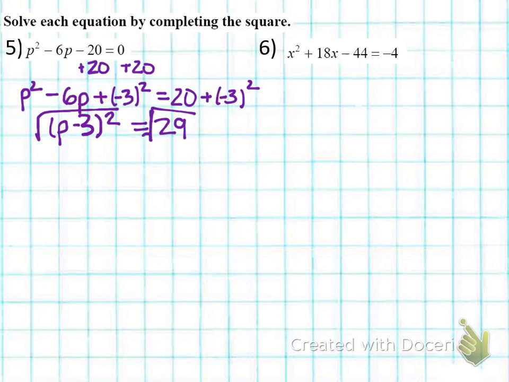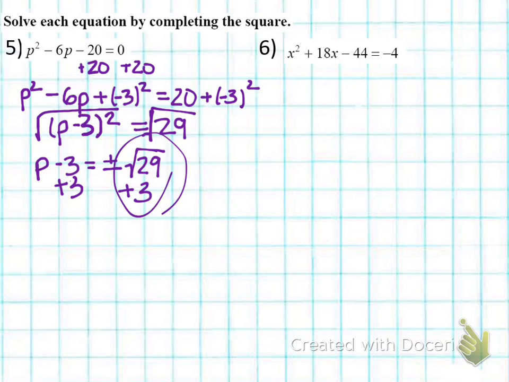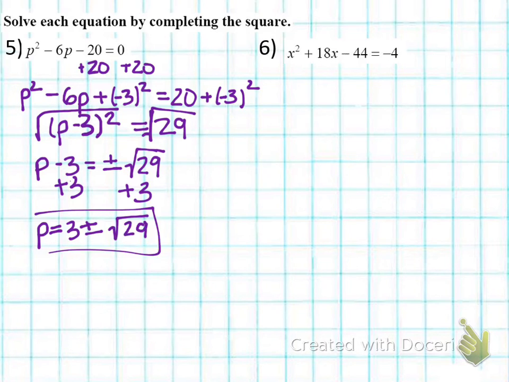Okay, taking the square root of both sides, I set up my two equations. I can actually do this more quickly if I like. Instead of doing one positive equation and one negative, I could just say p minus 3 equals plus or minus root 29. And then adding 3 to both sides, I have to be careful that I don't try to combine these numbers in some weird way that I can't do. So I have p equals positive 3 plus or minus the square root of 29.